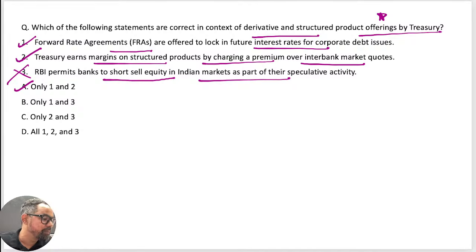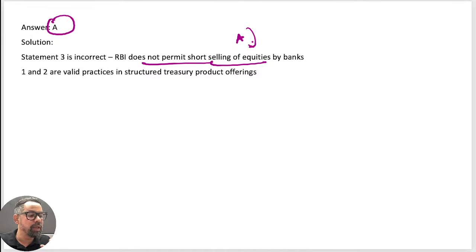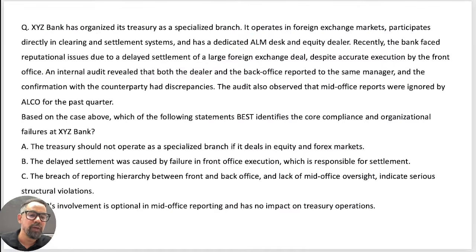Why option D or C? Different answers are coming for this one. Yes, A will be the right answer. RBI does not permit short selling in equities by banks, the reason being they involve higher risk. Any doubt, any confusion, please do let me know so I can help you out. Okay, next question, guys.